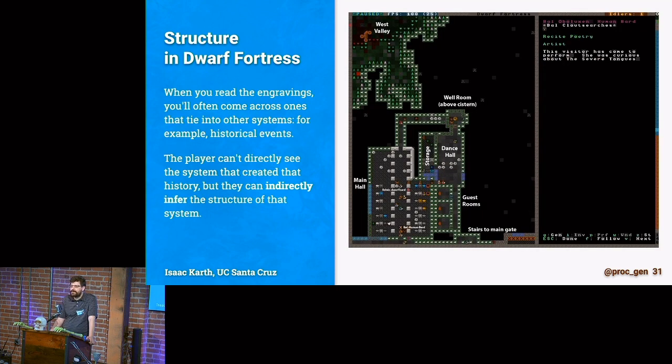But we can also flip it around because those engravings can reference historical events from the history simulation when the world was created. So even though the player can't directly see that history simulation, they can indirectly experience those effects and start getting a feel for what that history looks like.